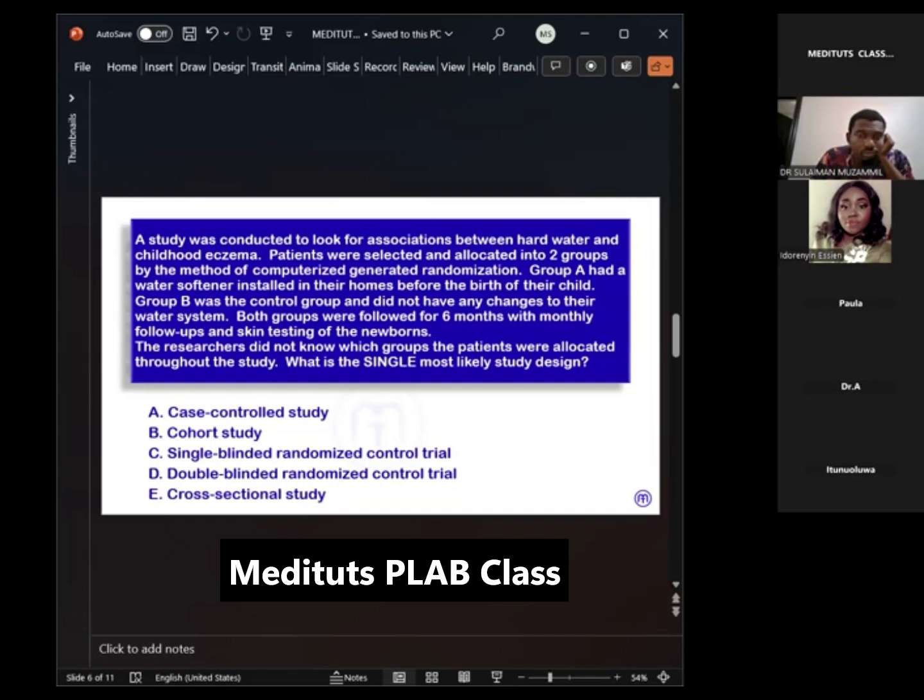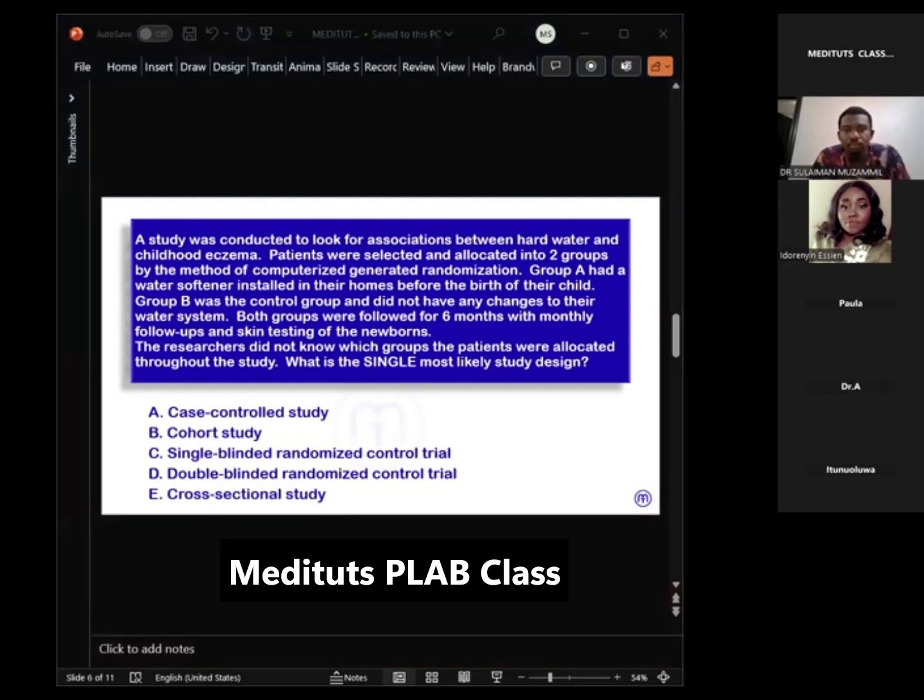What is the single most likely study design? A, case-controlled study. B, cohort study. C, single-blinded randomized controlled trial. D, double-blinded randomized controlled trial. E, cross-sectional study. So what are your thoughts? I would say D, double-blinded randomized controlled trial. I'm not sure. Okay.